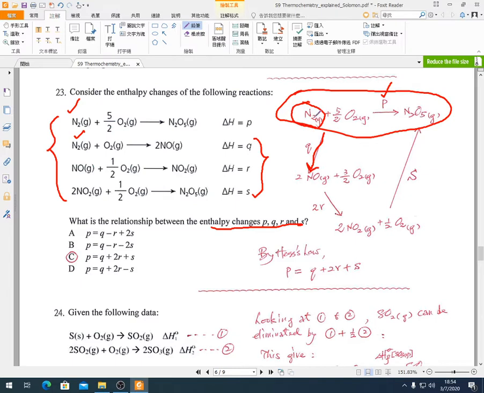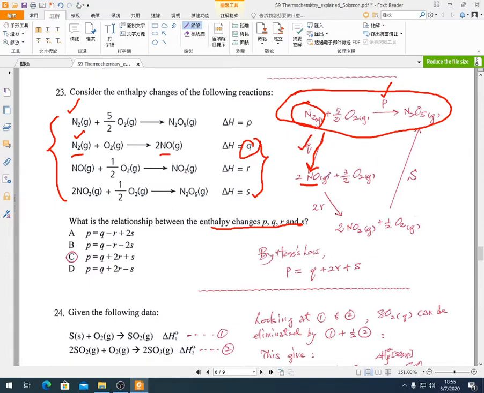N2, you have 2 nitrogen, so you write 2NO. Okay, 2NO plus... you become 2NO here. So N2 and NO, you have this equation. Okay, so you just write this down. It is Q. So you have Q here.